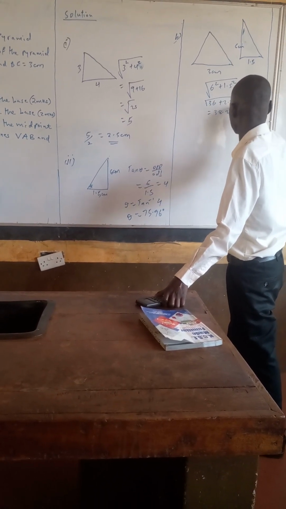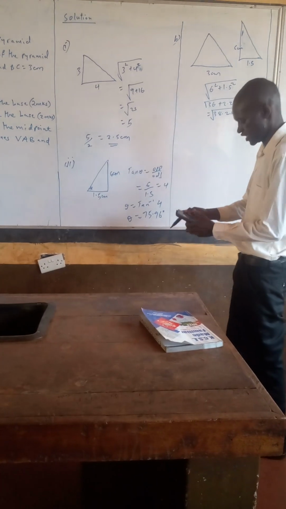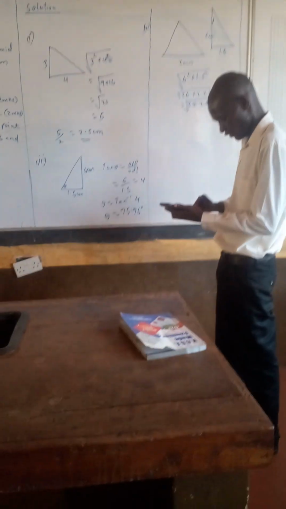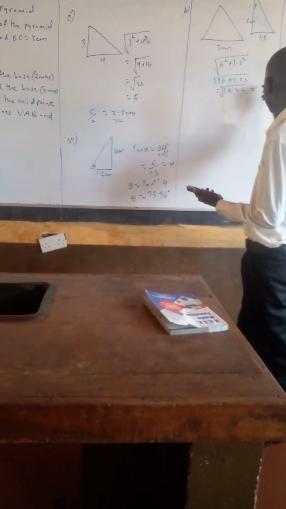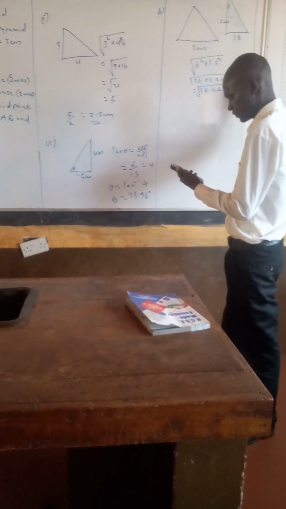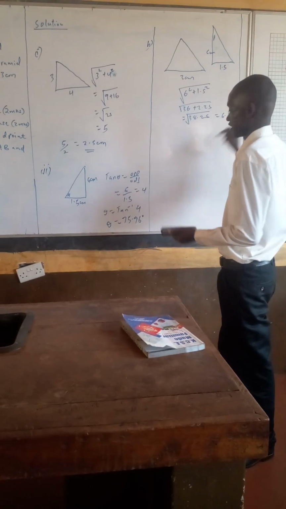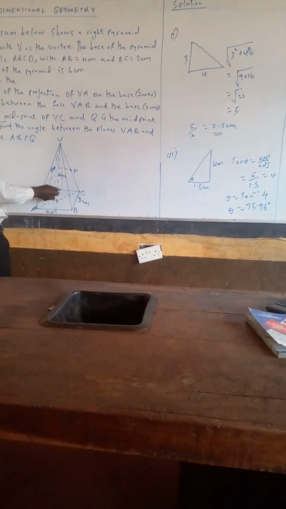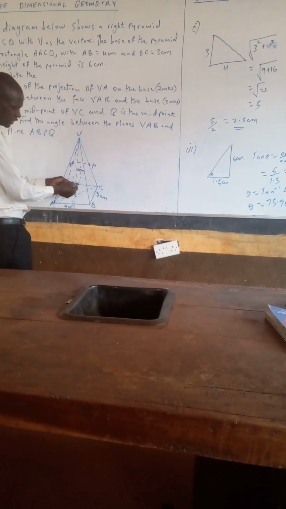So the square root of 38.25 will give us 6.185 centimeters. So we were told that this one was the midpoint, and the length that we have obtained is from this point to the top. So the midpoint becomes here to here, so that we have that.